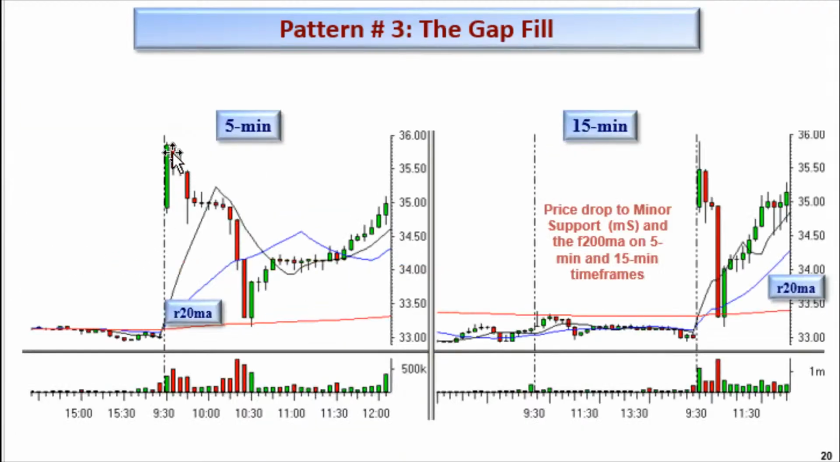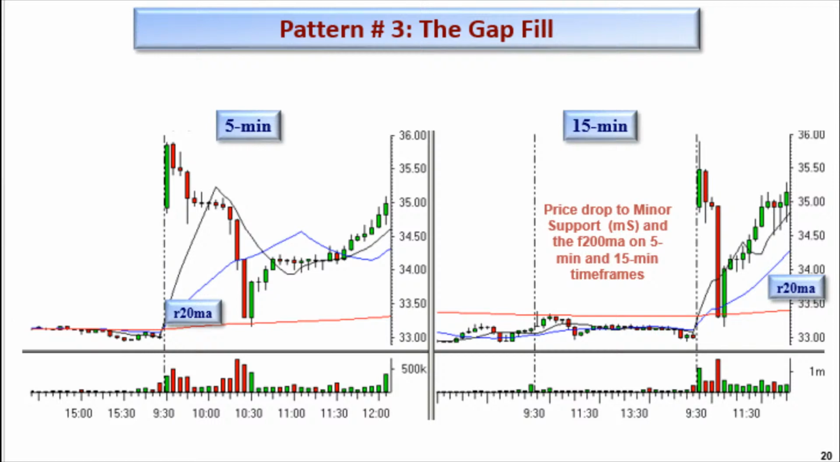So here's an example. Stock gaps up and then falls hard, and then notice the climactic sell-off into the gap fill. In this case, into 10:30 reversal time, also into the flat 200 on the 5, into the rising 20 and the flat 200 on the 15. Perfect. What else do you want?